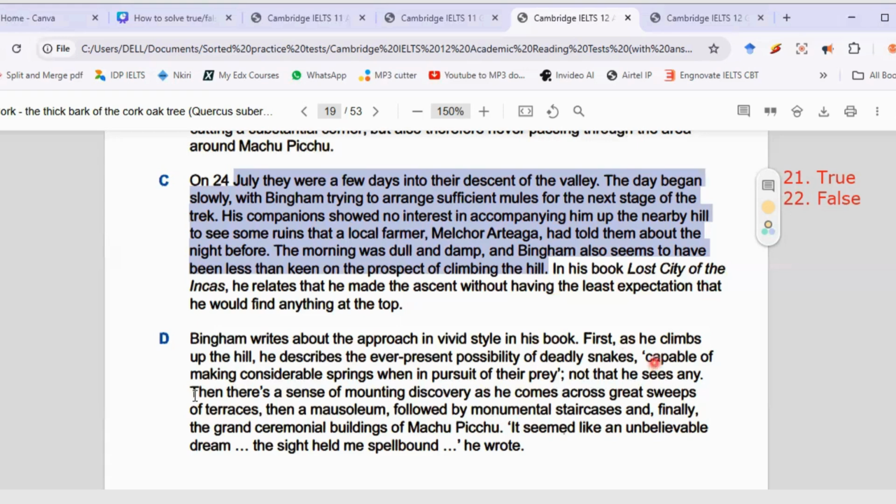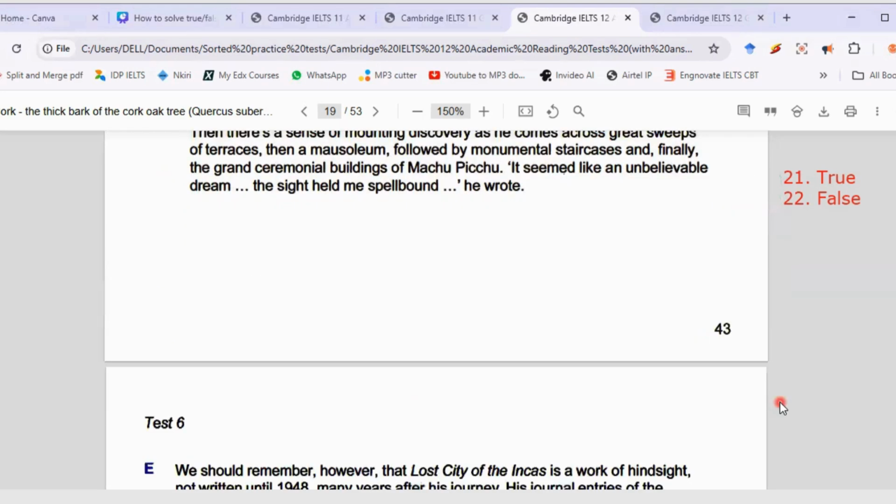Okay, now look at this part. Then there was this sense of mountain discovery as it comes across great sweeps of terraces, then a mausoleum, followed by monumental staircases, and finally the grand ceremonial buildings of the Machu Picchu. Okay? So now look at the next paragraph.